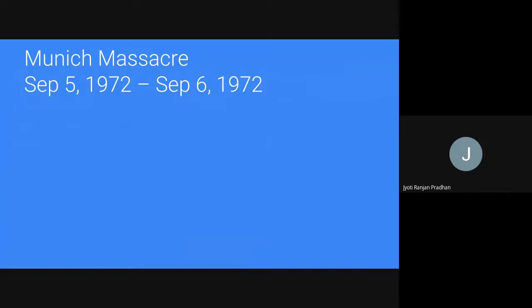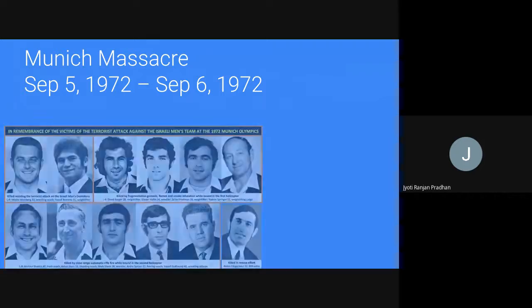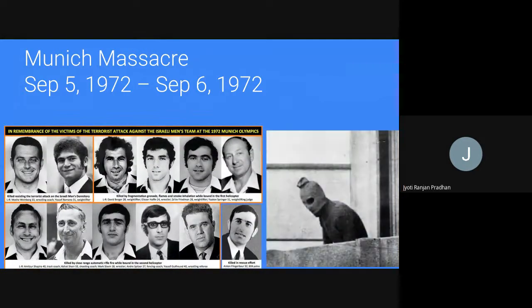After that, another leftist organization, which calls itself the Black September organization, goes ahead and commits the Munich massacre. And these are the Israeli athletes who are killed, in fact. And this is one of the kidnappers, or the terrorists, if you may, who is involved. All these terrorists, in fact, die, but not before letting the world know the incompetence of the German side in handling the hostage situation, because 11 Israelis and one German police officer die in this.